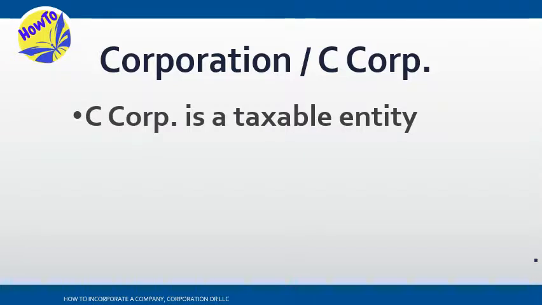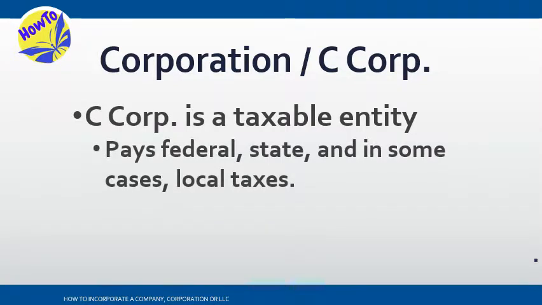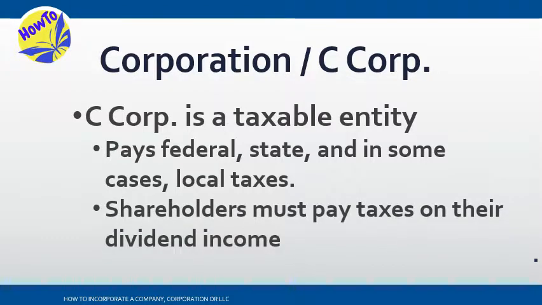Corporation is a taxable entity. In other words, it pays federal, state, and in some cases local taxes. Shareholders must pay taxes on their dividend income. Let's say, for example, a company earns some profits, it pays taxes on the profits, and when the shareholders are given dividends, they have to pay taxes on that dividend income.